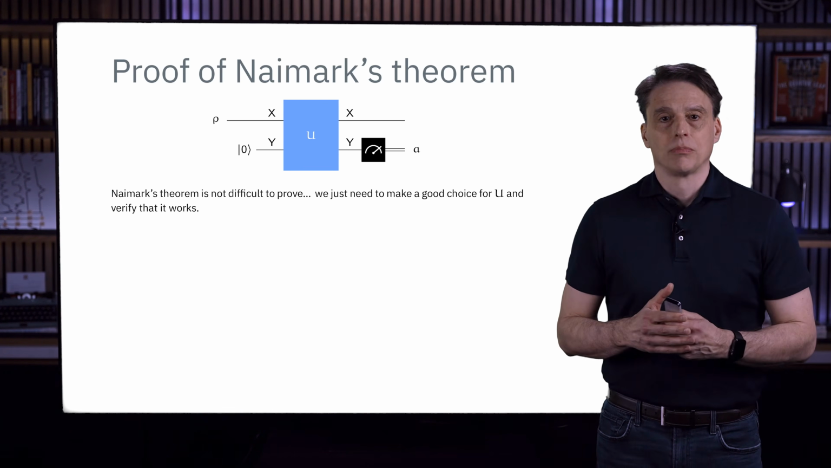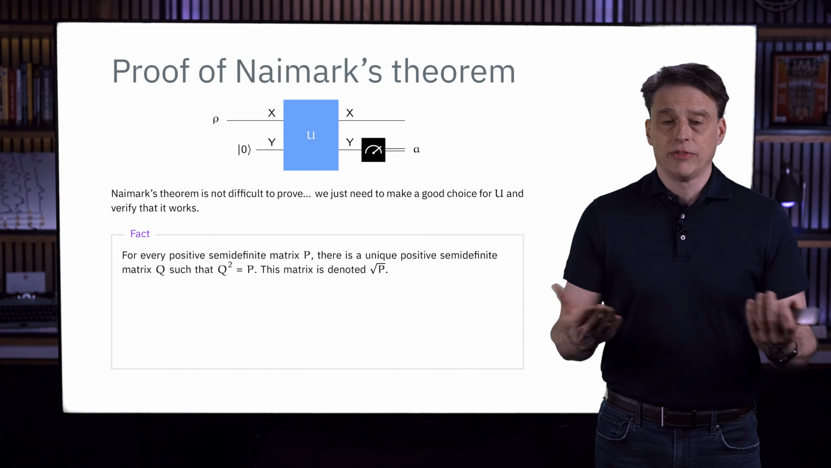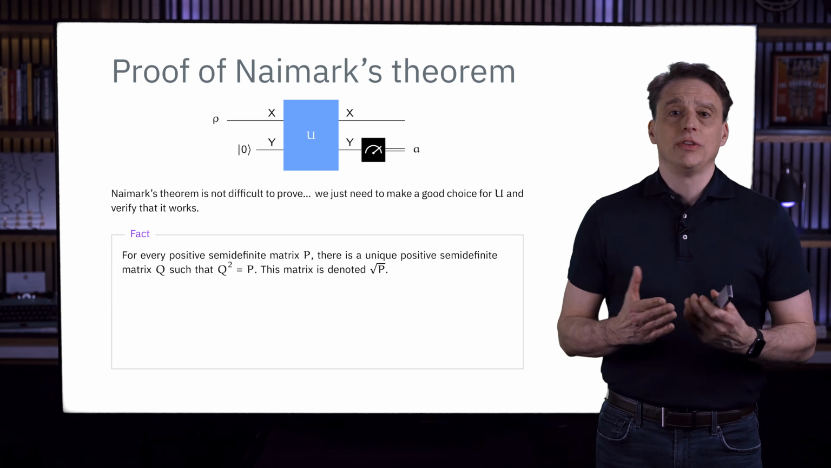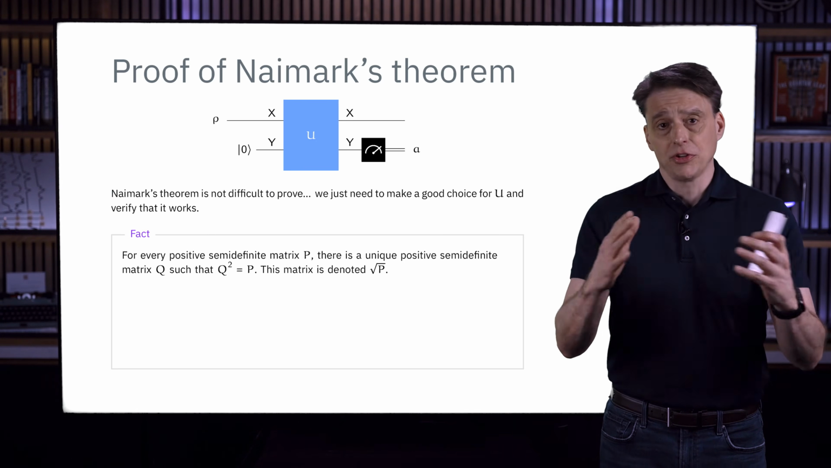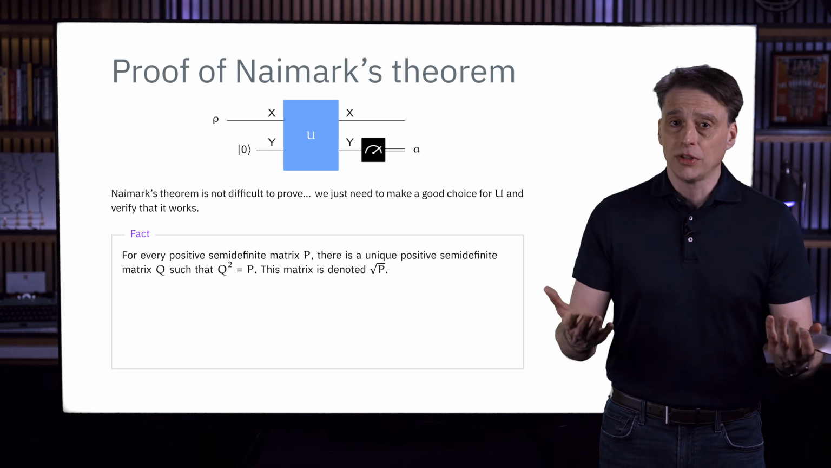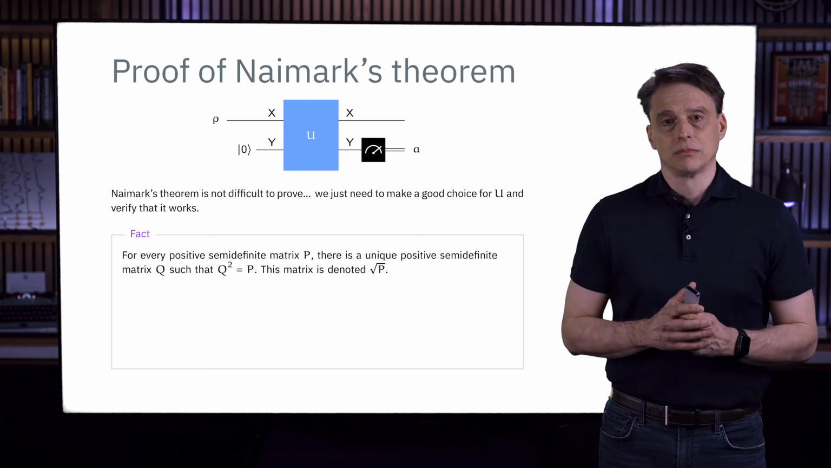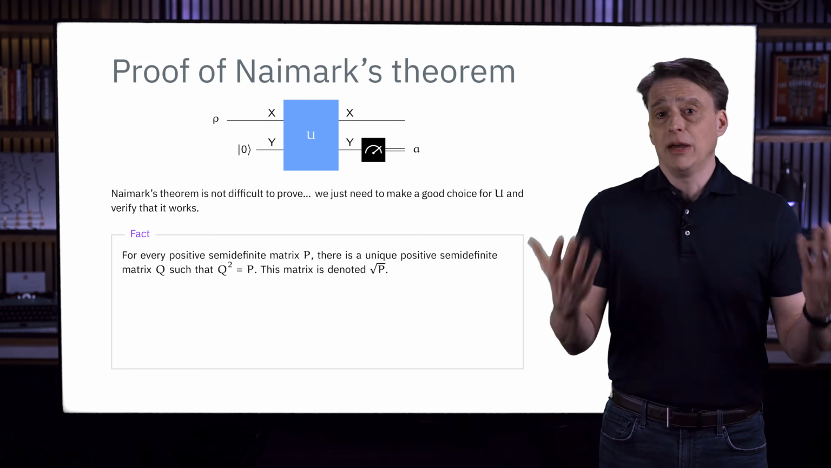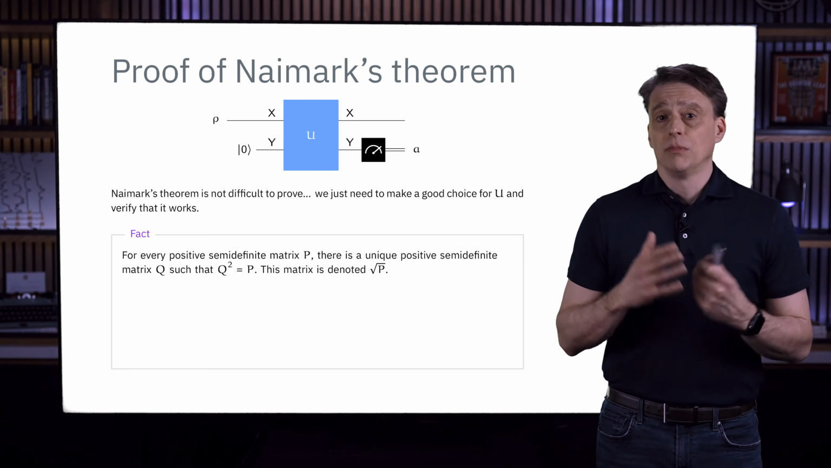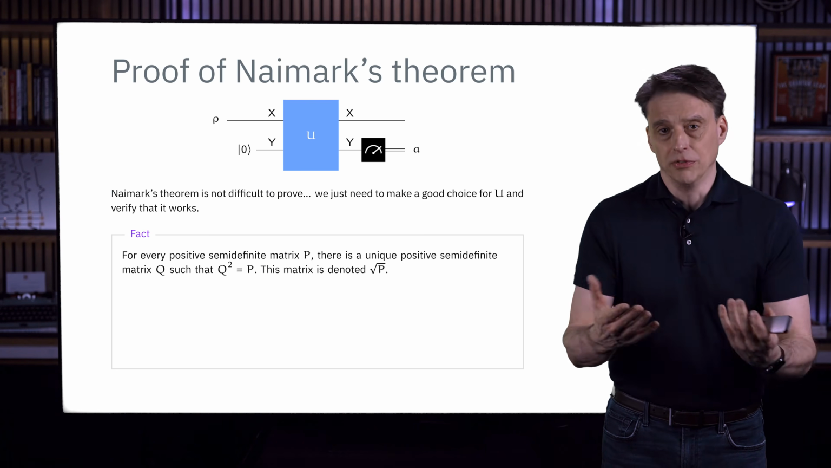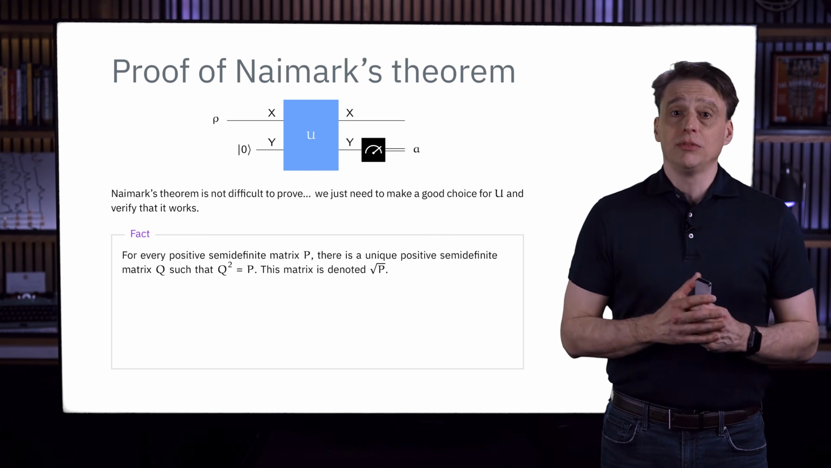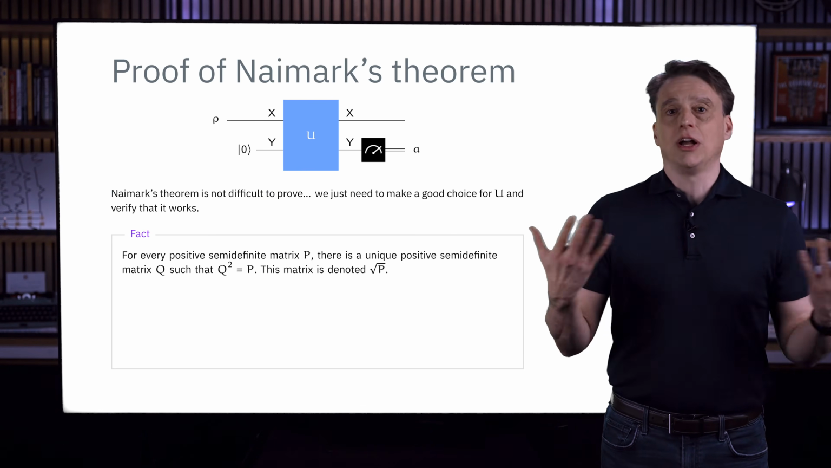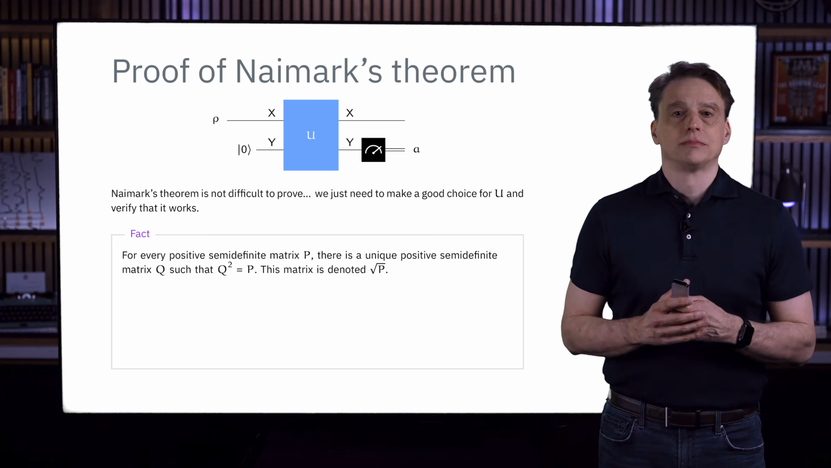But first we need a basic fact from matrix theory, which is that for any positive semi-definite matrix P, there's always a unique positive semi-definite matrix Q, such that Q squared is equal to P. In general, there could be many matrices that square to give us P, but there's always just one of them that's positive semi-definite. The notation we use to denote this matrix is the square root of P, and that's also how we refer to it in words.